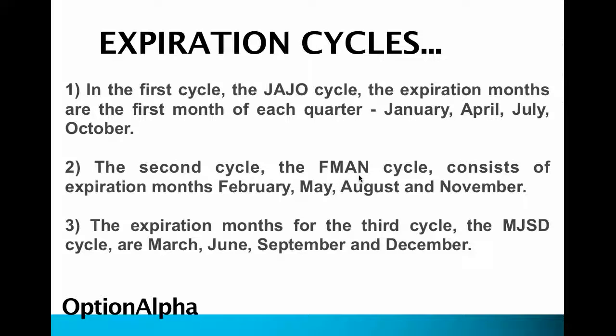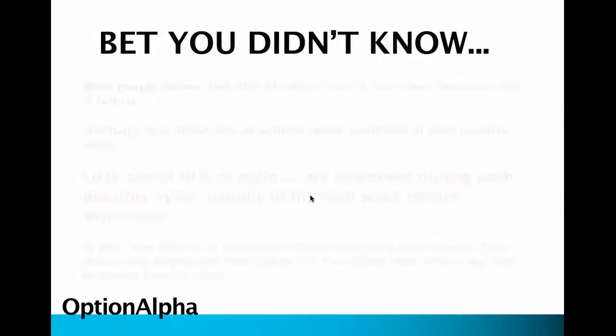Then we have the second cycle, which is the FMAN, which are the expiration months February, May, August, and November, which are the second months in the cycle. And then we have expiration months for the third cycle, which are the third month in the cycle, and those are MJSD: March, June, September, and December. So for example, I could tell someone that I want to trade the second quarter, second cycle options. Those would be the options located in May. These would be the second quarter of the year, and also the second month in that cycle. So that's how we would quickly identify those contract months.